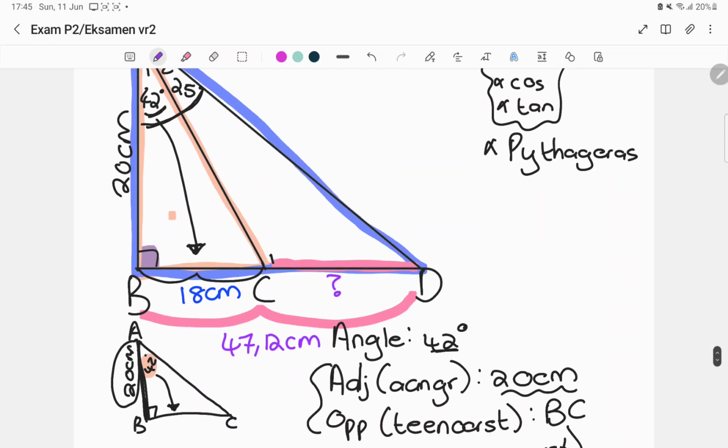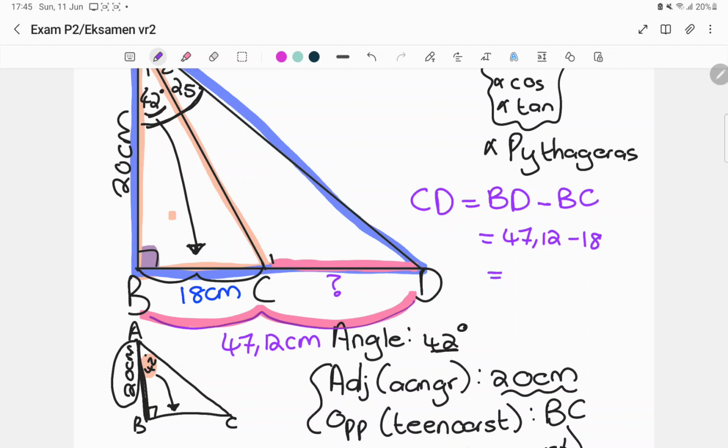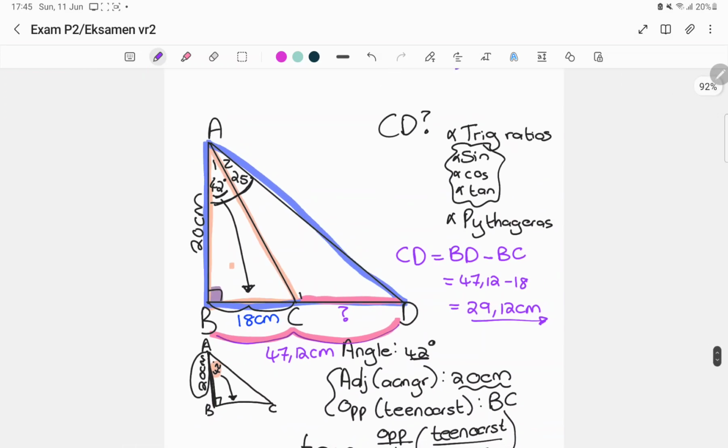Alright, so I'm just going to write it down here. So we're going to say CD is equal to BD, my entire side, minus BC. So CD, the part that I want, is equal to my entire side which is BD, minus the small piece which is BC. So it is 47,12 minus 18. And if I do that, I get 29,12 centimeters.